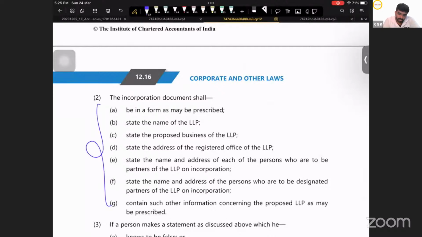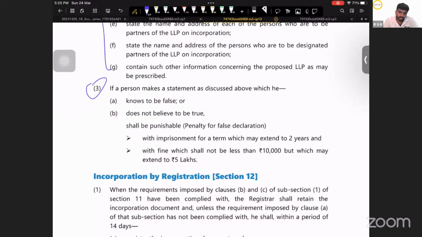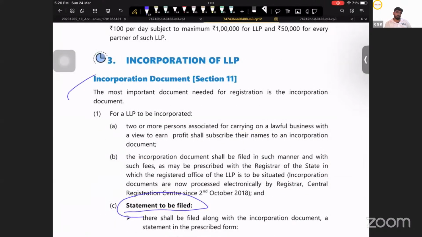And in the incorporation document, these are the additional things that you are going to state. There's a punishment for making any false disclosure or false statement. If a person makes a statement as discussed above, which he knows to be false or does not believe to be true, he shall be punishable with imprisonment for a term which may extend to 2 years, and with fine which shall not be less than 10,000 but which may extend to 5 lakhs. So again, another important section to be kept in mind: section 11, incorporation document, because there is a penalty clause involved here. The consequence is also there. So both are important.